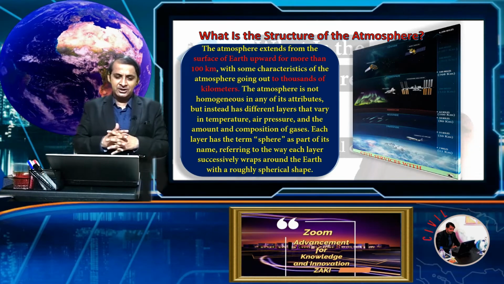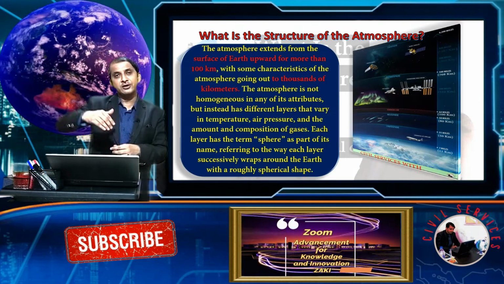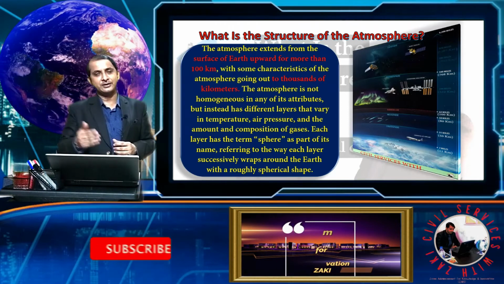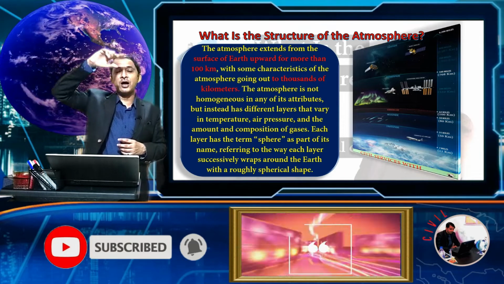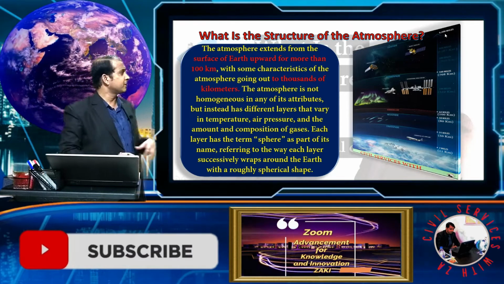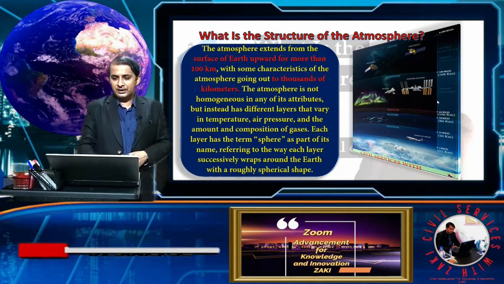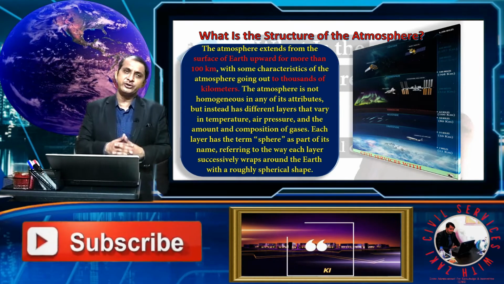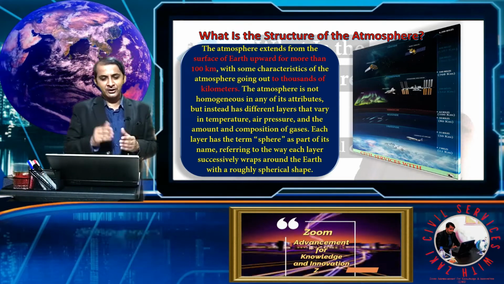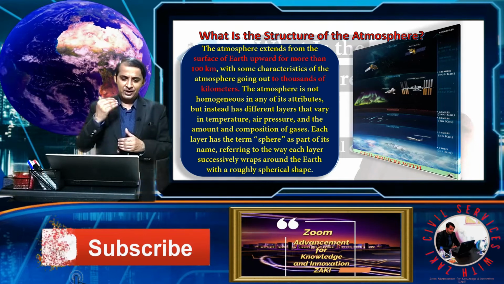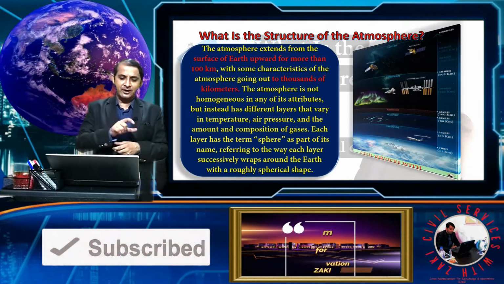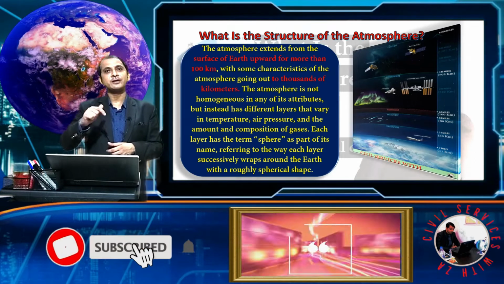Some characteristics of the atmosphere, like gas and temperature, go to thousands of kilometers, 9,000 or 10,000 kilometers above the earth. As you see here, it is 6,000 miles. The atmosphere is not homogeneous in any of its attributes, but instead has different layers that vary in temperature, air pressure and the composition of the gases. Each layer has a name like troposphere, stratosphere, etc.